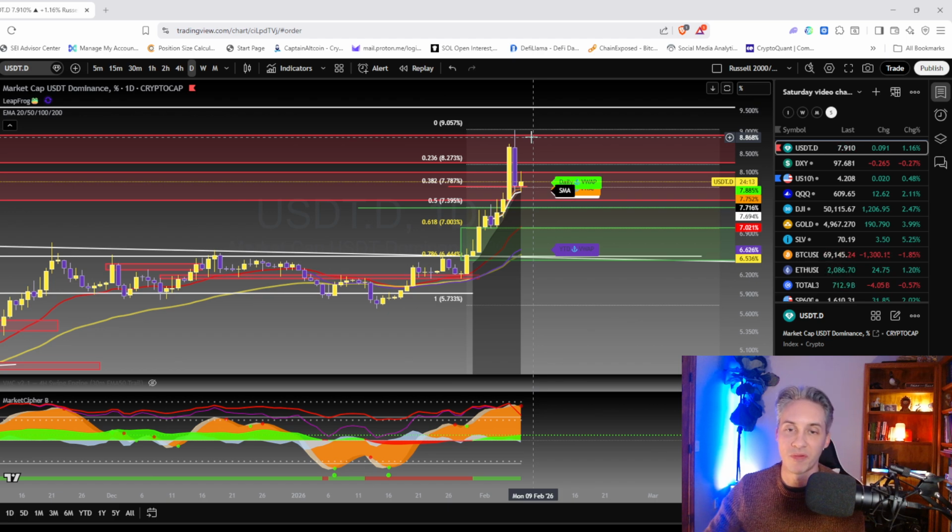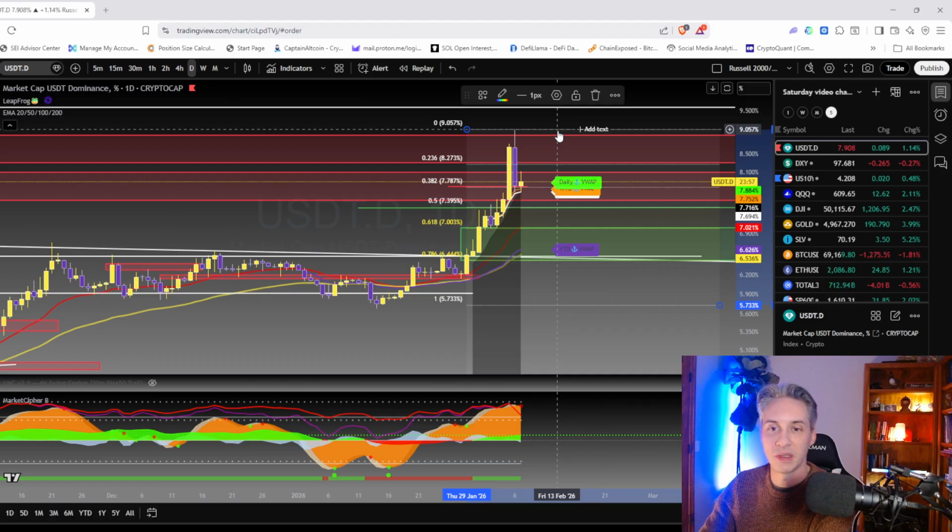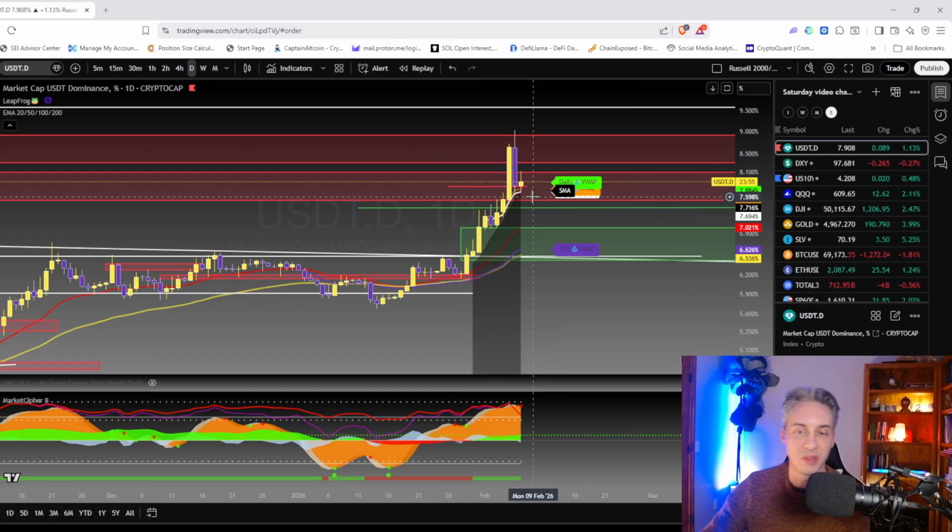But what I'm looking for here is just general sentiment. So what we saw is that it pushed into the second liquidity zone, and then that's where it started selling off. So what I'm looking for is, does USDT dominance find support here? I'll go ahead and delete our Fibonacci retracement.